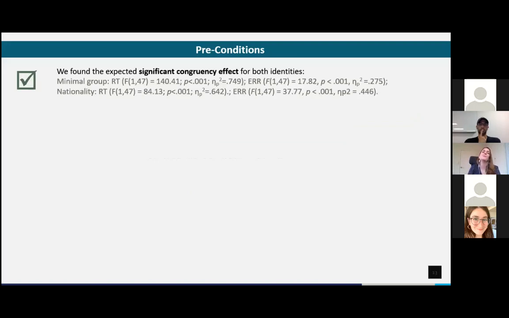We did look at the precondition, whether we would find a main congruency effect. That's important because we had this minimal group induction, and we wanted to know whether it actually worked. So did participants actually identify with the blue team, which they were allocated to, and that all worked fine. We can see that both for the national identity and the minimal group identity, we found a strong main congruency effect, showing that people associated in-group faces with self-related words.